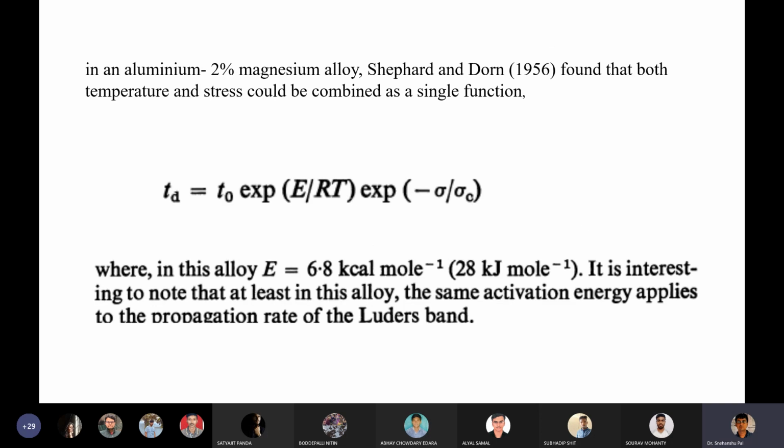So this is the formula for delay, and this is just one example that the same activation energy applies to the propagation rate of Lüders bands. If you look at this, you want to note that in this alloy E equals 6.8 kilocalorie per mole, and the same kind of activation energy also applies to the propagation rate of the Lüders bands.